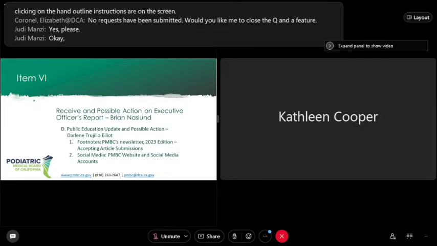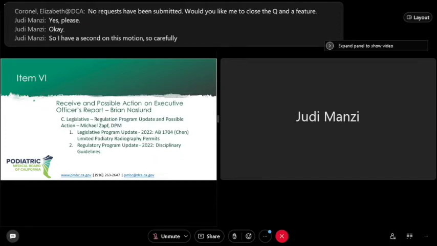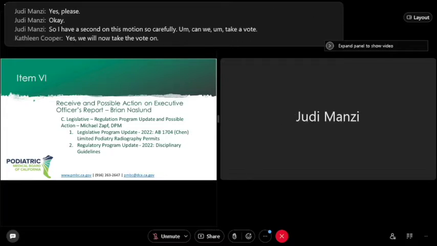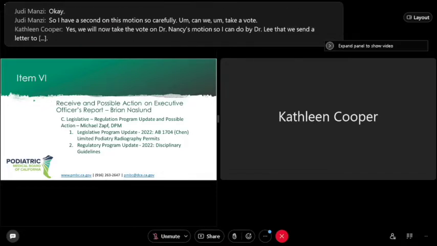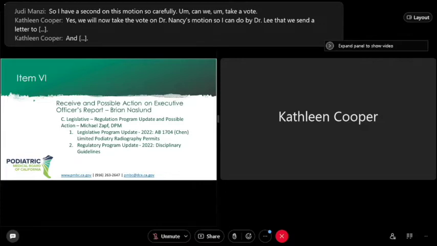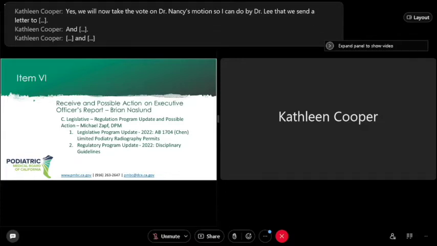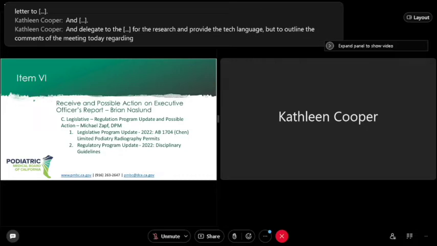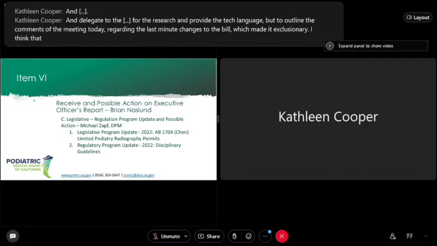Okay. So I have a second on this motion. So Kathleen, can we take a vote? Yes. We will now take the vote on Dr. Manzi's motion, seconded by Dr. Lee, that we send a letter to CPMA and CDPH and delegate to the EO to research and provide the exact language, but to outline the comments at the meeting today regarding the last minute changes to the bill, which made it exclusionary. I think that summarizes your motion, Dr. Manzi.